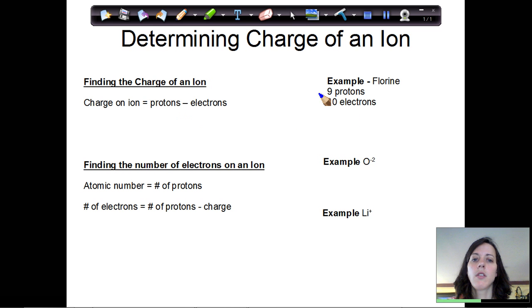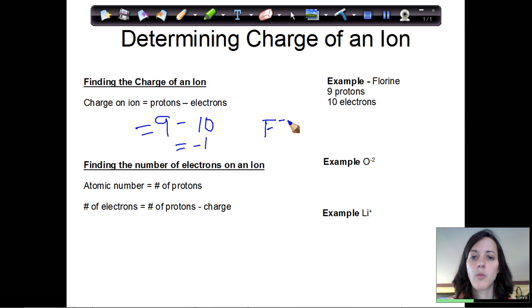So for our example with fluorine, it has 9 protons and 10 electrons. So it would be 9 minus 10. So fluorine would have a charge of -1. To write out this atom with a charge, you would write fluorine negative. You don't write -1 because in chemistry we always drop the 1. If, for example, fluorine had a charge of -2, you would write -2. But in this case, we just write fluorine negative, and it is assumed that you know that it's -1.